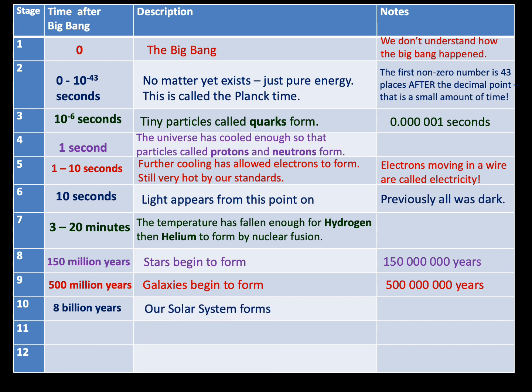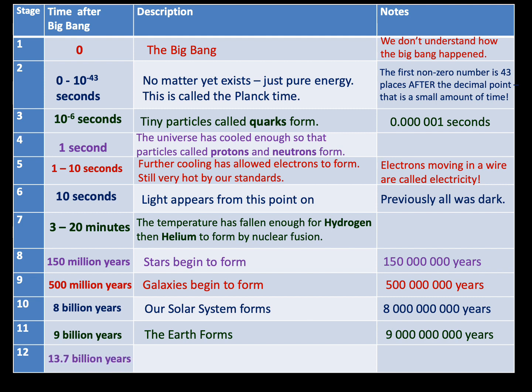After 8 billion years, the solar system forms. After 9 billion years, we believe the Earth formed. And then today, 13.7, 13.8 billion years later, we are at today's point in time. And as we'll see later, the galaxies are all flying apart, receding from us at this point.